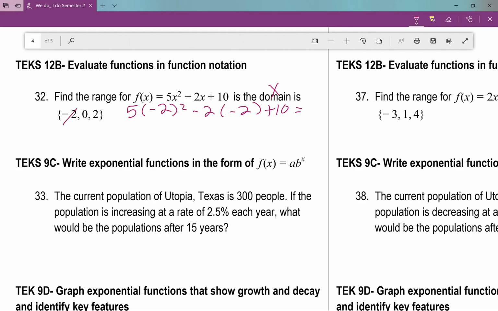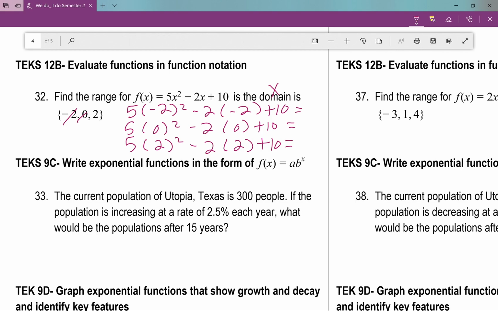Next one, we did negative 2, now 0. 5 times 0 squared minus 2 times 0 plus 10. Type that into our calculator. Did 0. Now we do 2. 5 times 2 squared minus 2 times 2 plus 10 equals. Type that into our calculator.